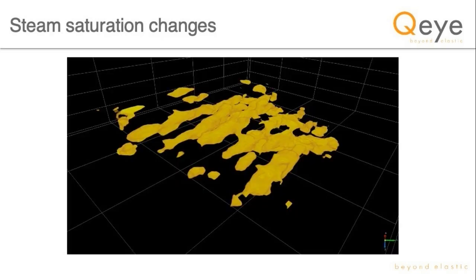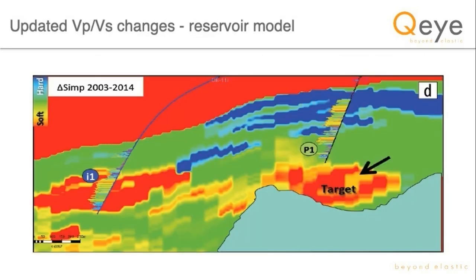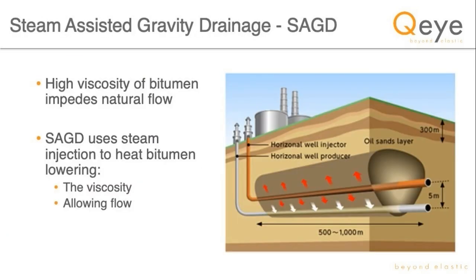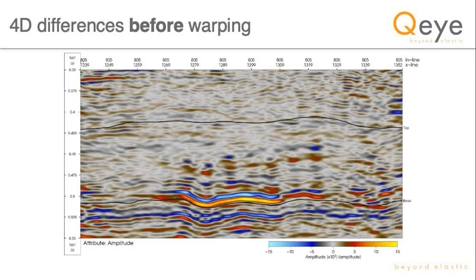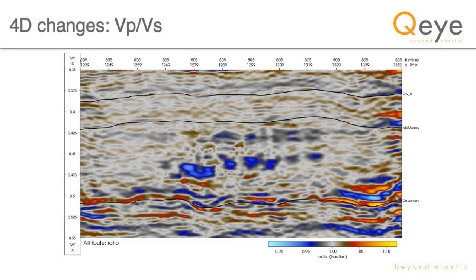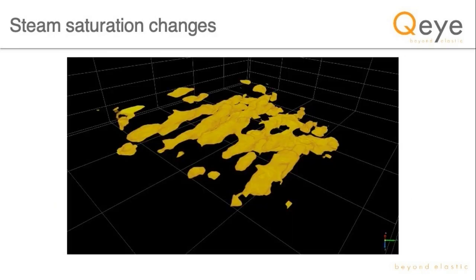But we can look at this in 3D view, and we can see the steam saturation changes. Sorry about that. So you see the steam saturation changes, and again you get this feeling that you can see how the different wells with the steam injection are actually parallel to each other.